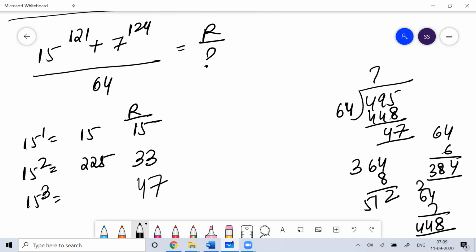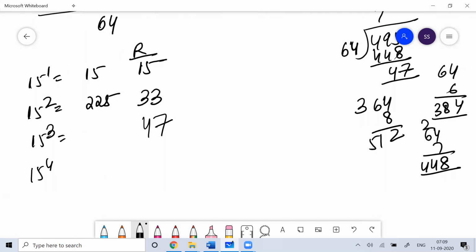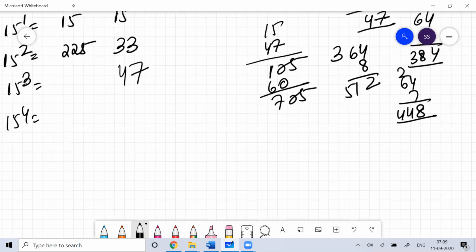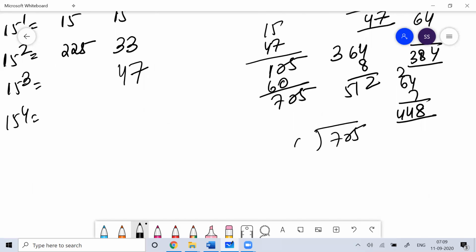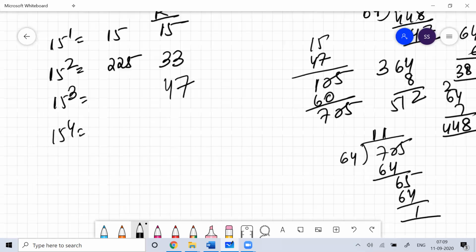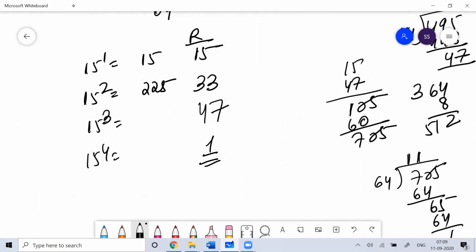You can see the remainders are getting complicated. So 15 to the power 3 gives 47, then 15 to the power 4 is 15 into 47, which is 705. 705 divided by 64: 64 times 11 is 704, so the remainder is 1. So 15 to the power 4 will give a remainder of 1.